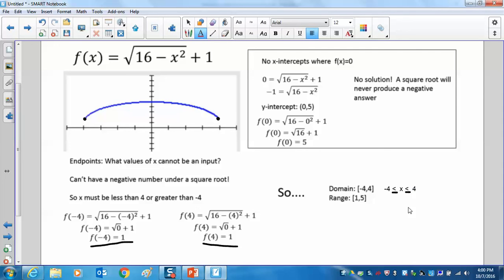We can say for our range that 1 is less than or equal to y, which is less than or equal to 5. We can have y values between 1 and 5 inclusive. So this is how we think about the key features of a function, either given a graph or algebraically if we don't have a graph.